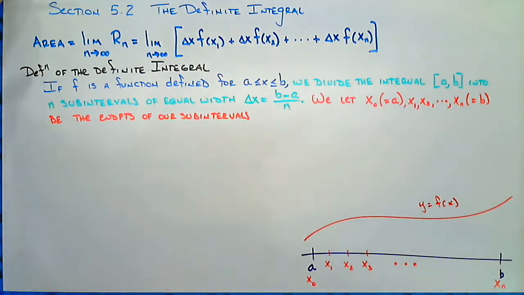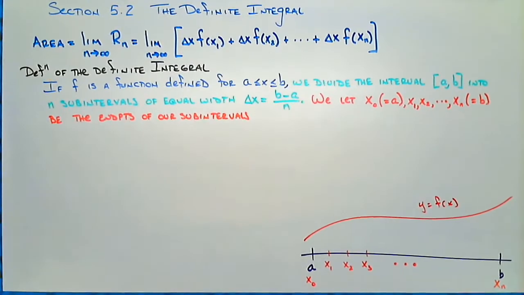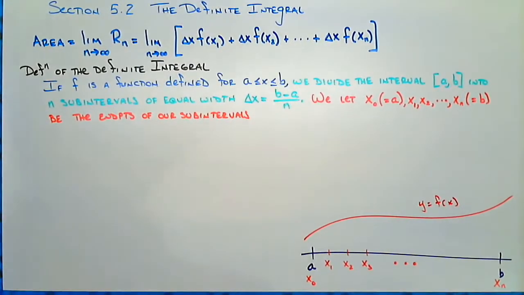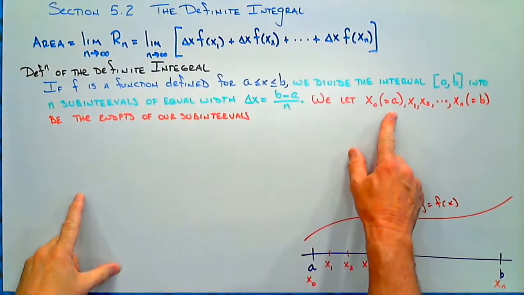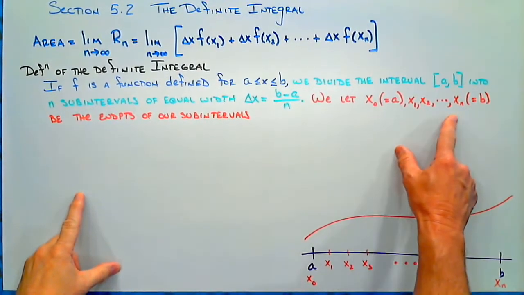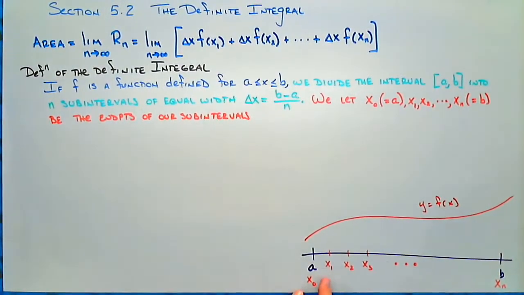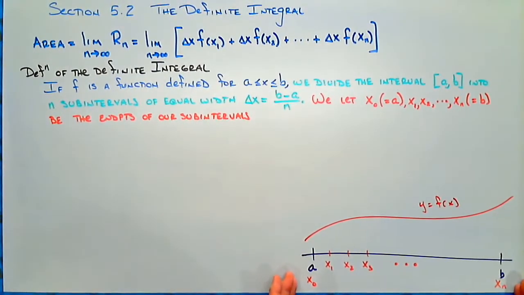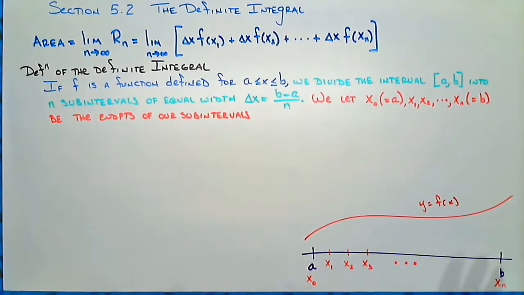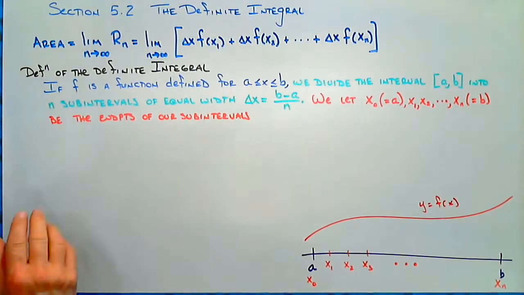We refer to this as partitioning the interval. We are cutting it up into parts. So we let x sub 0, x sub 1, x sub 2, x sub n, which equals b, and x sub 0 is a, be the endpoints of our subintervals. So all we've done is sliced our interval along the x-axis into n equal size pieces. That's all we've done so far. And we haven't done anything else.